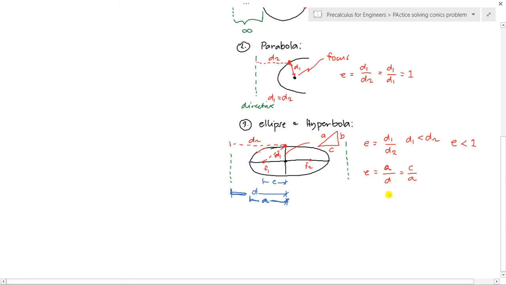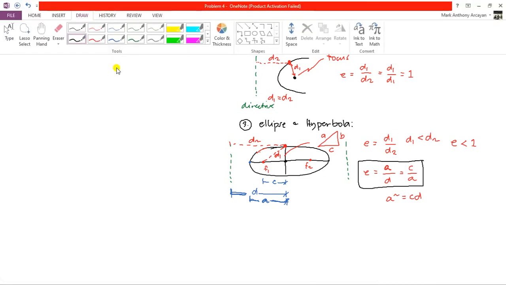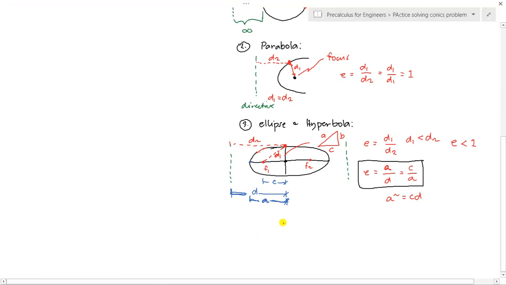Okay, so that's why we have A squared equals CD. Again, you can choose either of these formulas, either A over D or C over A. And this formula also applies to hyperbola. So for hyperbola, let's say this is our hyperbola.